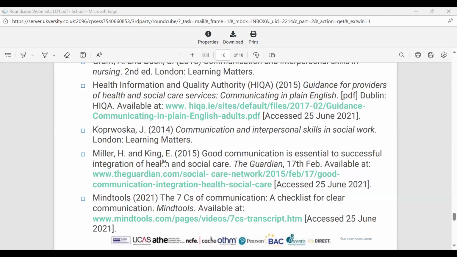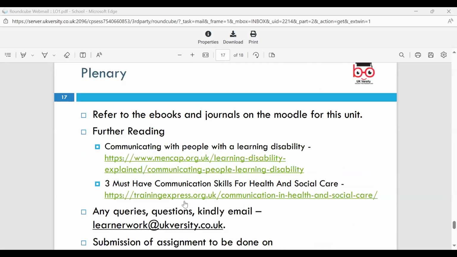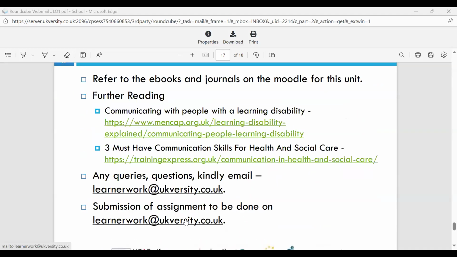So these are the resources we've used. Please refer to any ebooks and journals on the Moodle for this unit. Further reading is available on Moodle to help you understand certain concepts. There's a link to Communicating with people with a learning disability on the Mencap website. Also, 3 must-have communication skills. There's another link there, which you can right-click, as a resource for you to have a look at.